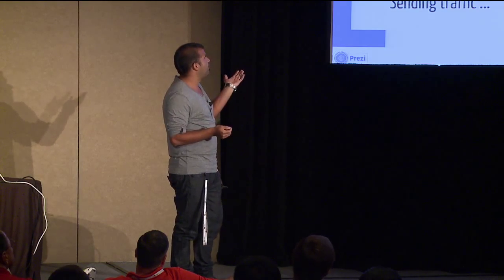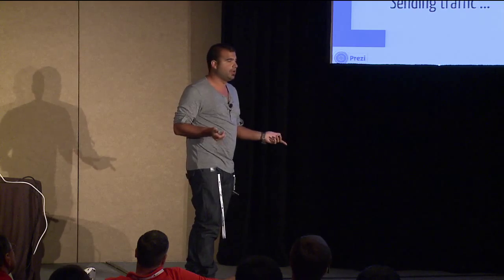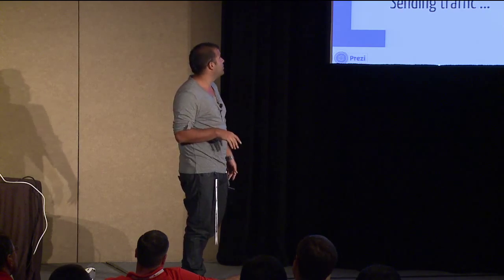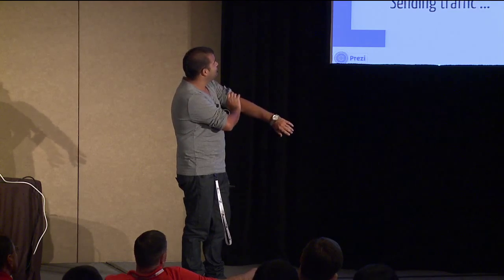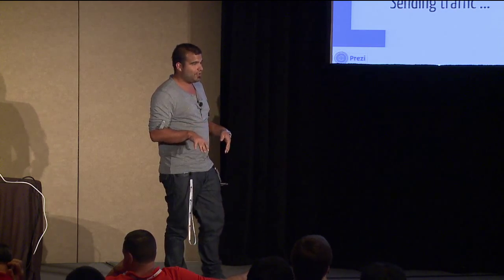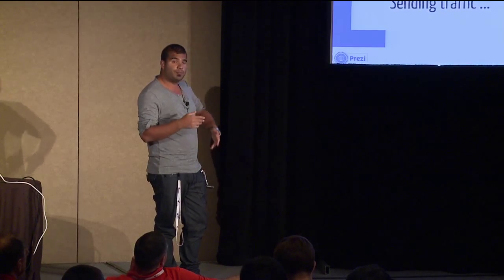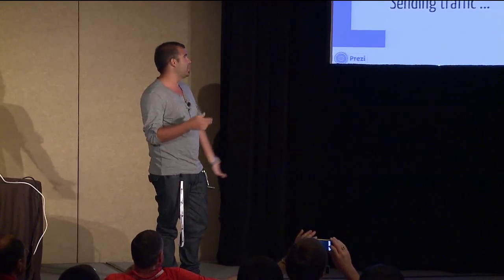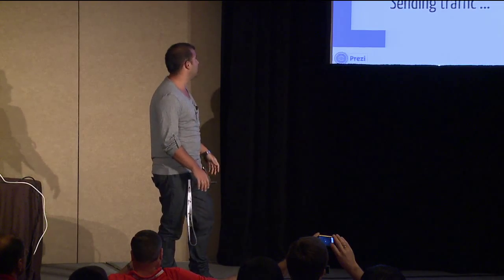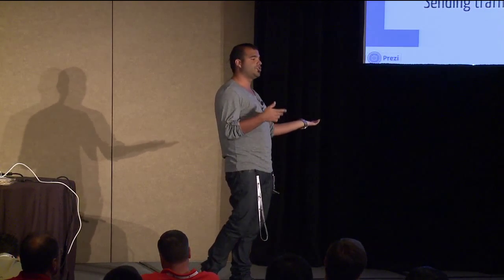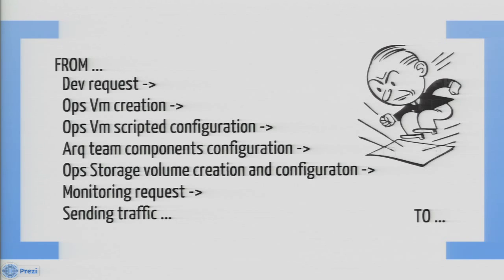Before, a developer would say, I need a machine, and write an email to the ops team, and the ops team would just create the VM and clone it from another similar VM. It was pretty messed up. We had a little bit of scripting involved in the process to configure and craft all the VMs. Then we passed it to the architecture team to configure all the applications. Then the storage team created the NFS volume, the block storage volume, and attached it to a VM. We had to send a monitoring request to the NOC to get monitored, and send traffic after adding it to the load balancer manually.